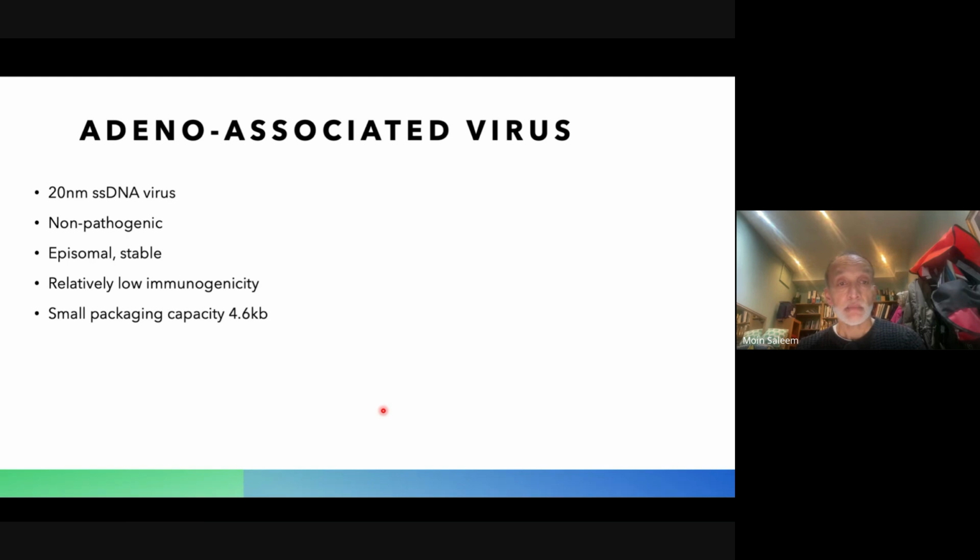So along at that time came adeno-associated virus. This is a small virus, 20 nanometer single-stranded DNA. It's not pathogenic, so we're all exposed to it but don't get ill. And it's episomal. It doesn't integrate, so it stably sticks around the nucleus but doesn't integrate into the genome. So it doesn't have that cancer risk, has relatively low immunogenicity, but one of the drawbacks is that it has what's called a small packaging capacity. So you can only put a small amount of your cargo DNA in. So if your gene is large, then that becomes a problem.